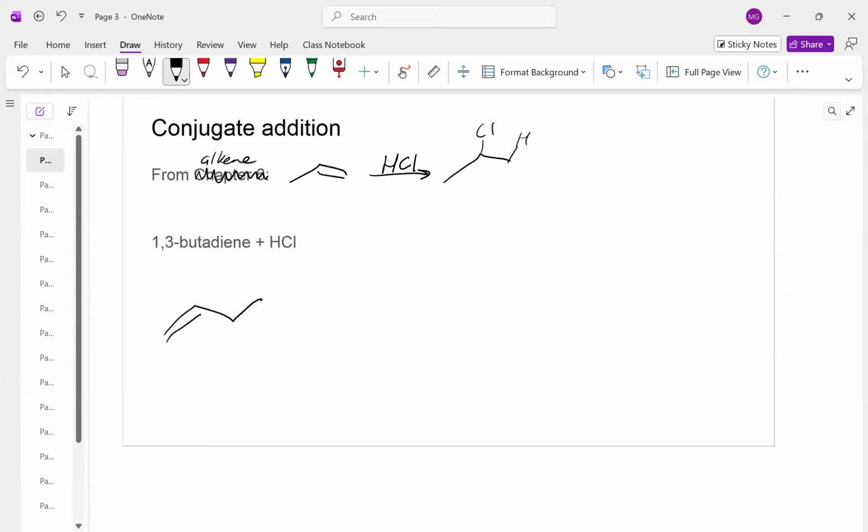Now, something interesting happens when we take a conjugated system. So this is 1,3-butadiene. And when we add HCl to this, some of the product, the H and the Cl, adds to the first two carbons of the conjugated system.